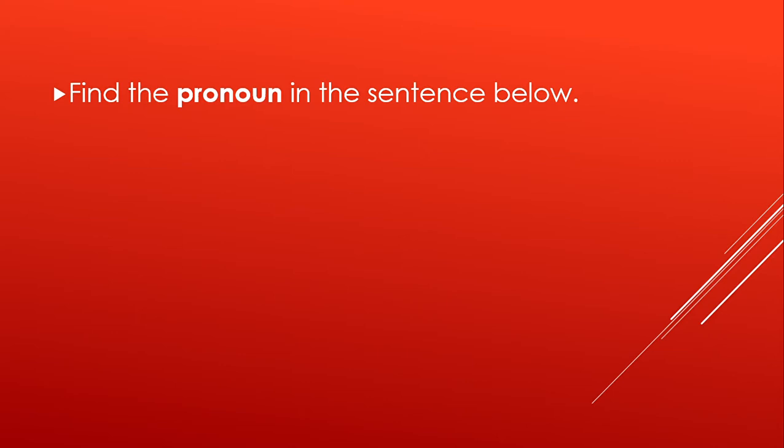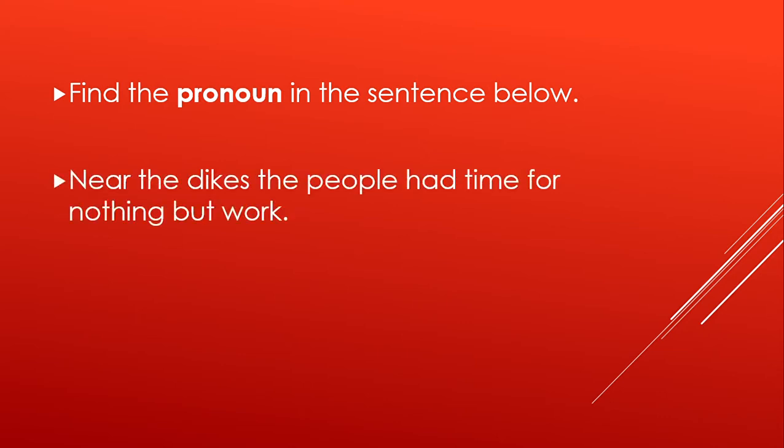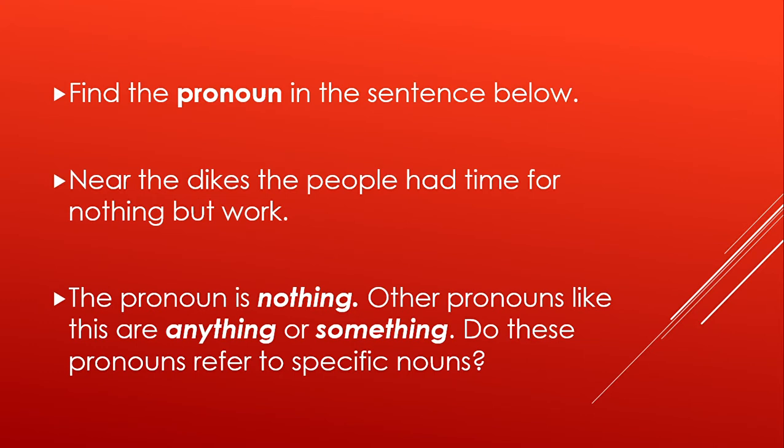So let's start out. We want to find the pronoun in the sentence below. Remember that a pronoun takes the place of a noun. Near the dikes, the people had time for nothing but work. So if you're looking for he, she, you, you're probably like, I don't see it anywhere. So let's find out what the answer is. The pronoun is nothing. Other pronouns like this are anything or something.